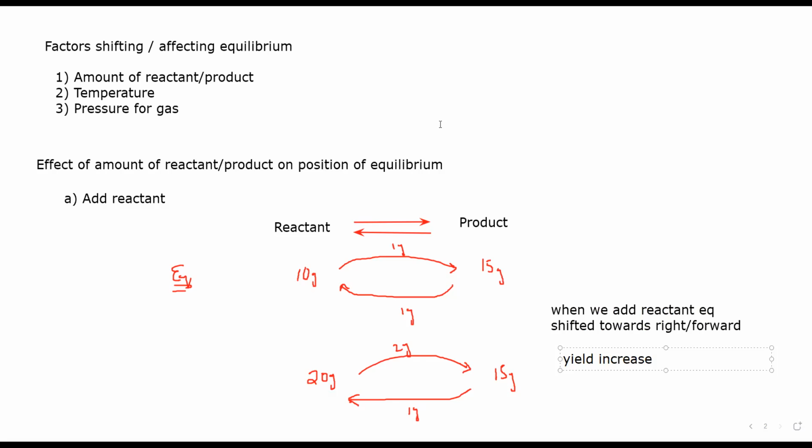Is it clear? The first part of the factors affecting the equilibrium, we are discussing the first one, the amount of reactant and product. First part of this: if we add reactant, the equilibrium or the balance is shifted towards the right hand side or forward direction, so the yield will increase. You can take the screenshot, and I'll move on to the second part.